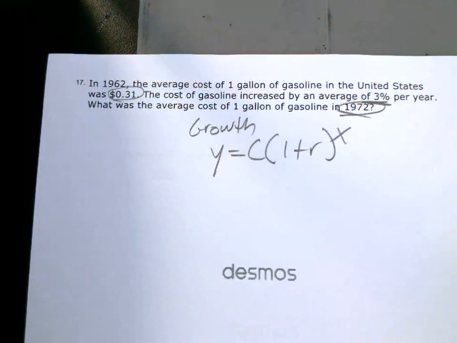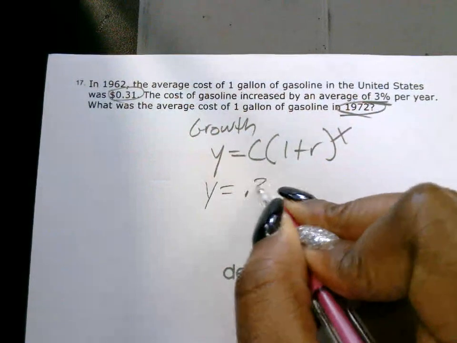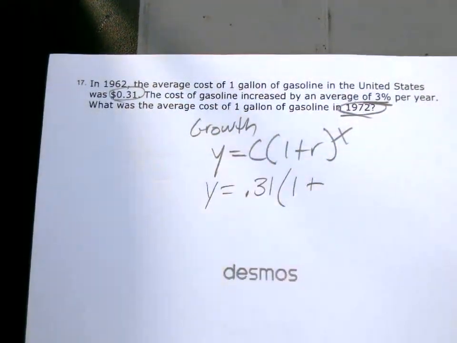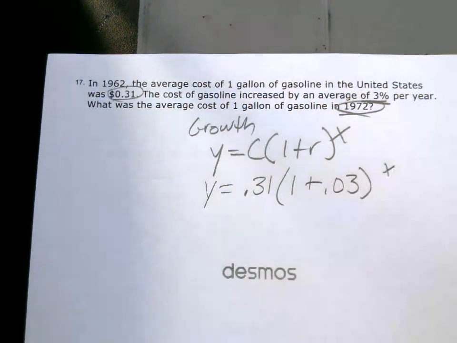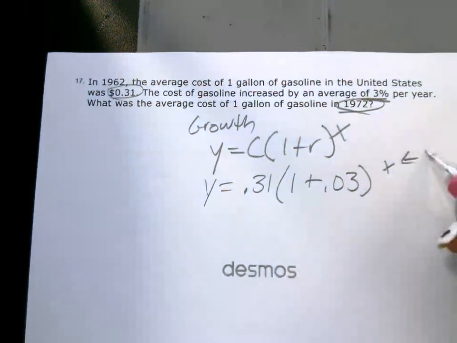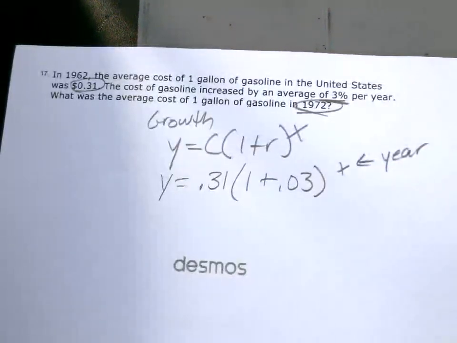All right, so here we go. So what's going to be your C here? 31 cents. This is where it started, okay? 1 plus 0.03. Good job. To the X power. So this is the equation. So now we got to figure out how much gas it was in 1972. So how do we figure out what the value of X is? This is my year. So what do we do to figure out what X is equal to?